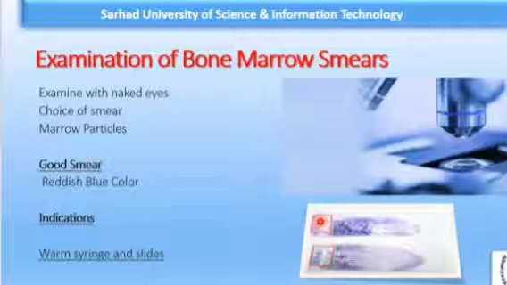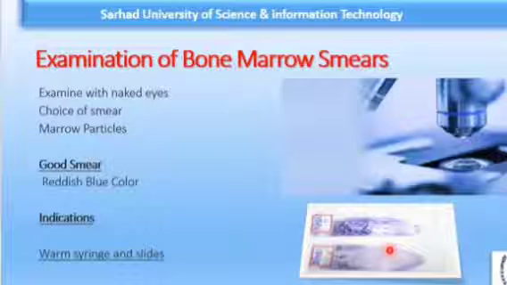Examination of the bone marrow smears. So the first thing is to examine all the stained slides with the naked eye and choose one which has enough marrow particles or fragments and is spread properly, stained evenly, and is the best.